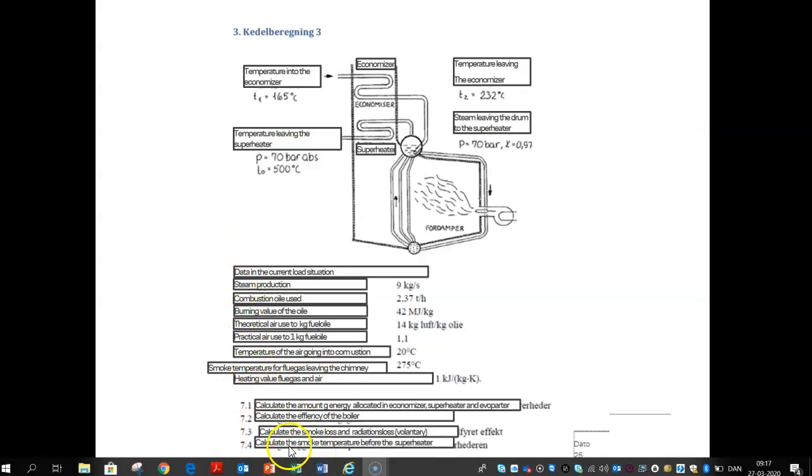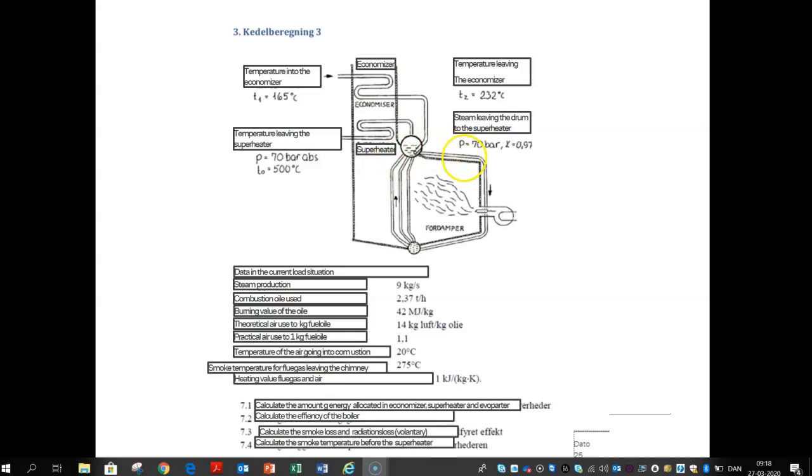We'll take question 4, where you have to find what is the smoke temperature right here after the evaporator but before the superheater. What we know is that we have 275 degrees coming out of our chimney, and so actually we have the energy coming out of our smoke plus the energy coming out of our economizer plus the energy coming out of our superheater. That way we can count how much energy there is right here, and then we have to find the smoke temperature.